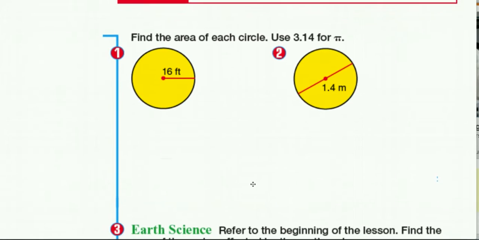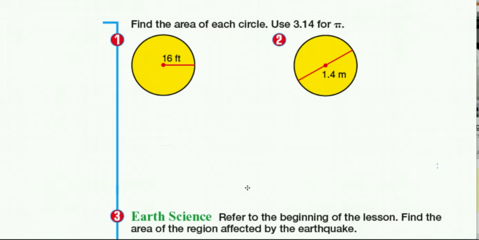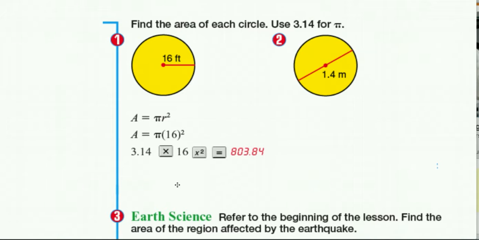Okay, now let's take a look at example number 1. Find the area of a circle. For each circle, use 3.14 for pi. So again, first and foremost, we write down the formula, pi r squared, area of a circle. Substitute r with 16 since the radius is 16, so this becomes pi times 16 squared. And pi times 16 squared, using 3.14 and a calculator, is 803.84. So the area of the circle is about 804 square feet. Now again, if you notice, the area will always be an approximate value, because pi is an irrational number. It never terminates nor does it repeat.